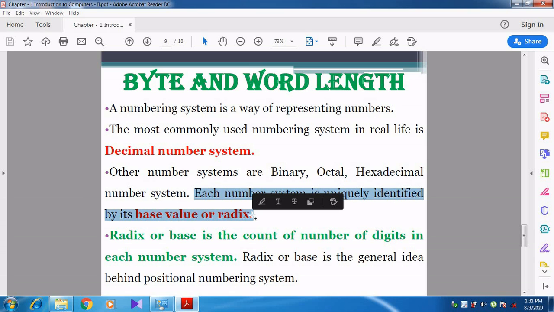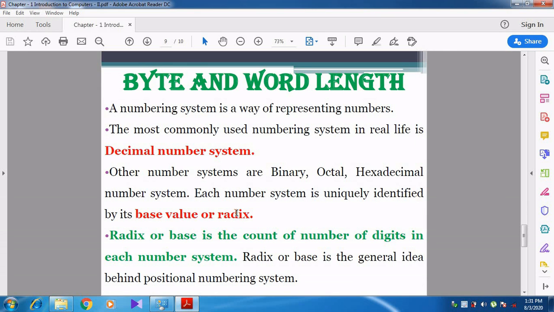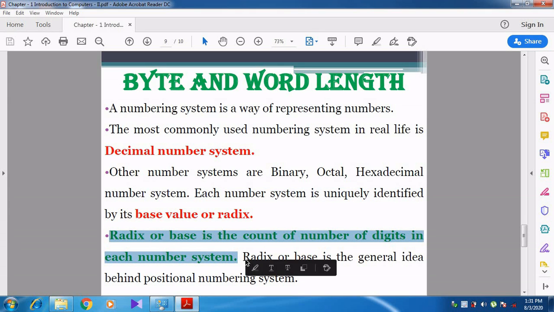That is what we studied in the last slide. What is the base value of binary? 2. What is the base value of octal? 8. So the base value here is otherwise called the radix. So what is meant by radix? Radix or base is the count of the number of digits in each and every number system. So how many numbers are there in the number system? That is what we call the radix or base.